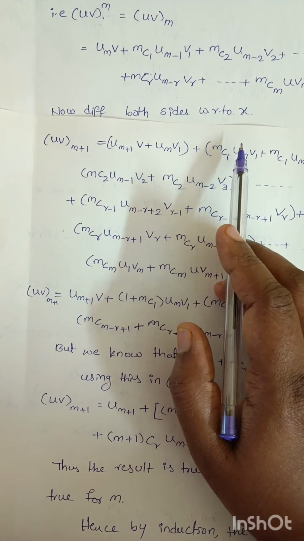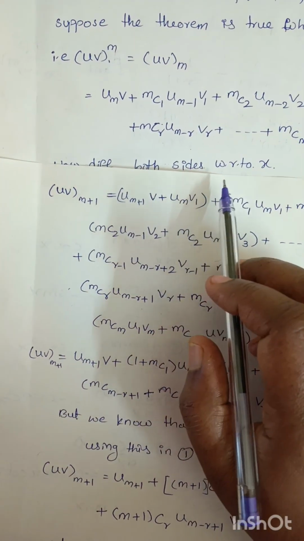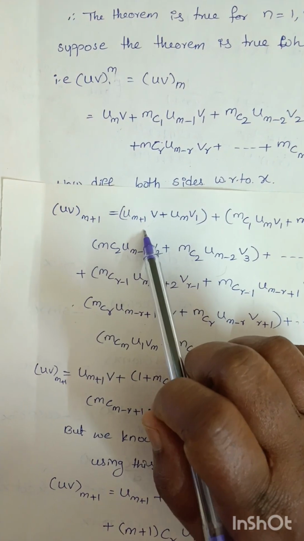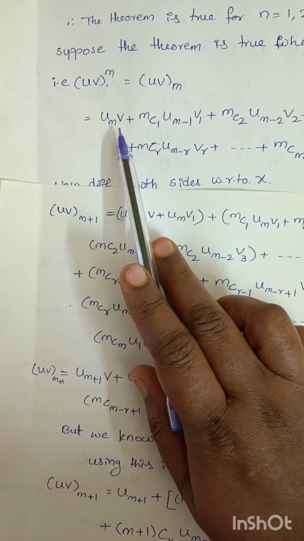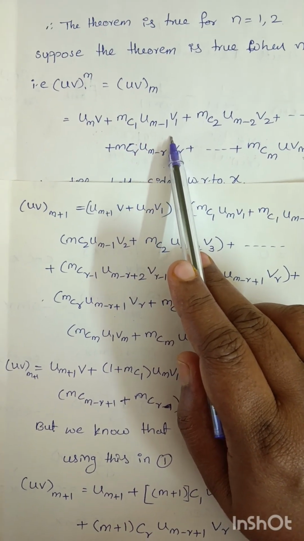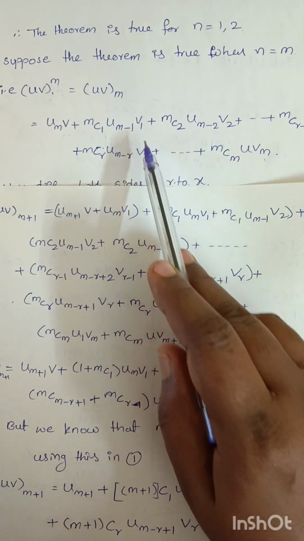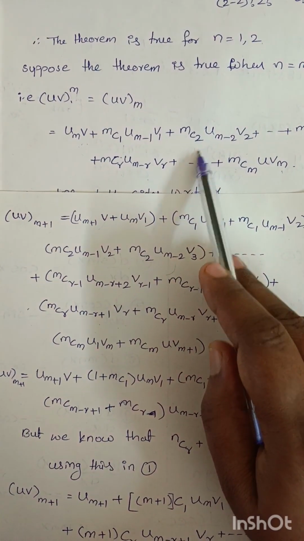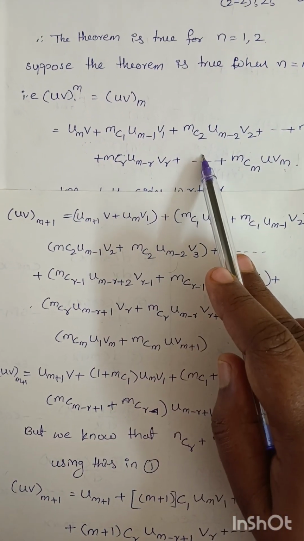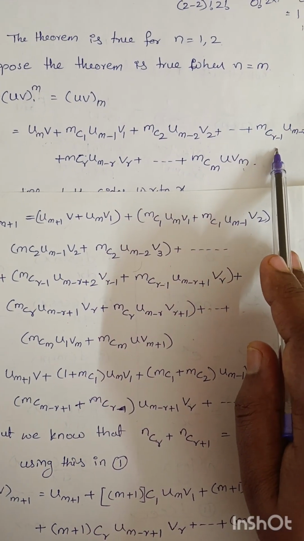Now differentiate both sides with respect to x. So (uv)m+1: already the mth derivative, so again differentiating gives um+1 v as it is, plus um as it is with v differentiation v1, plus mC1 as it is with um-1 differentiation um-1+1, so the plus 1 and minus 1 cancel, um v1 as it is, plus mC1 um-1 as it is with v1 differentiation v2, plus mC2 as it is with um-2+1 v2 as it is, plus mC2 um-2 as it is with v2 differentiation v3.